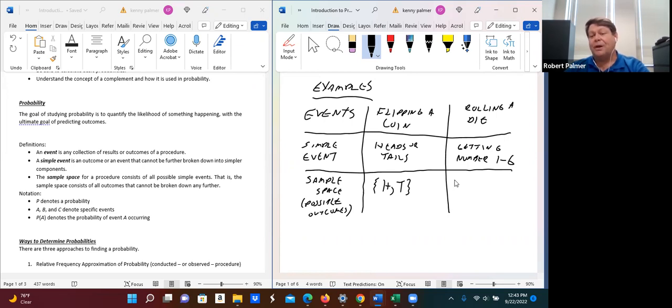And then for rolling a die, you get the numbers 1 through 6. Your sample space consists of the numbers 1, 2, 3, 4, 5, and 6. Okay, and you can think of other types of probabilities. Anytime, your list of possible outcomes is your sample space, and that's very important to understand. You understand what can possibly happen.